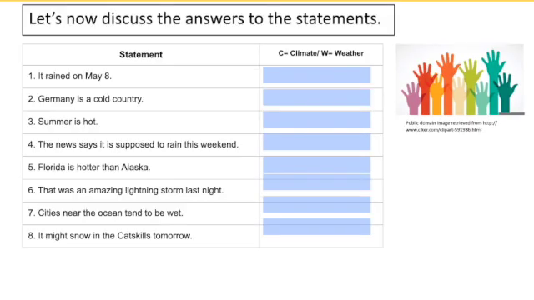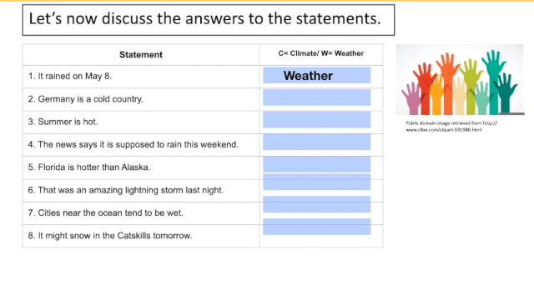Number 1, it rained on May 8th. This is a statement about weather because it refers to a specific weather event on a specific date. Does it rain every single year on May 8th? Unlikely. To change this into a statement about climate, we could instead say that it usually rains in May. Then it would describe a stable annual pattern.